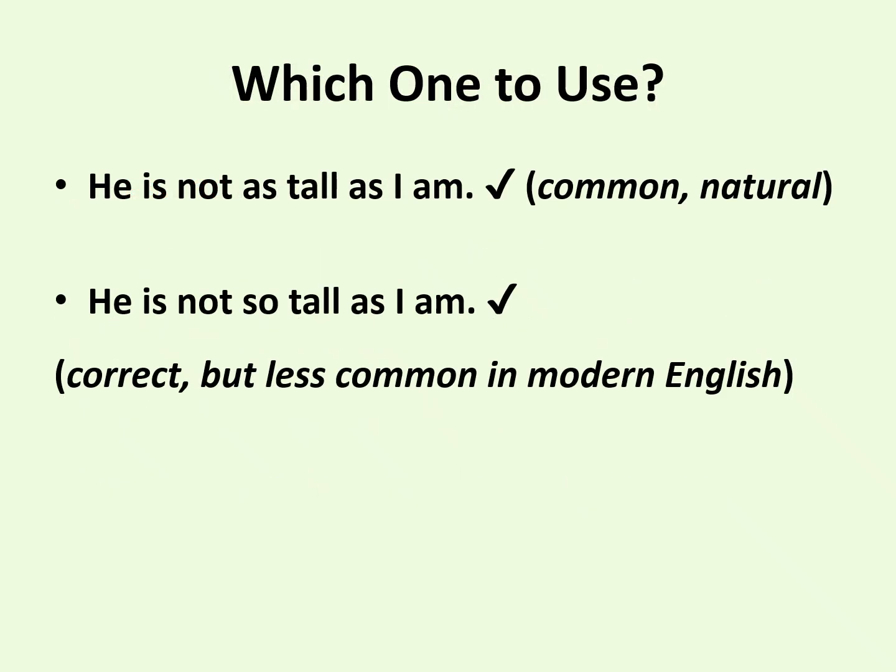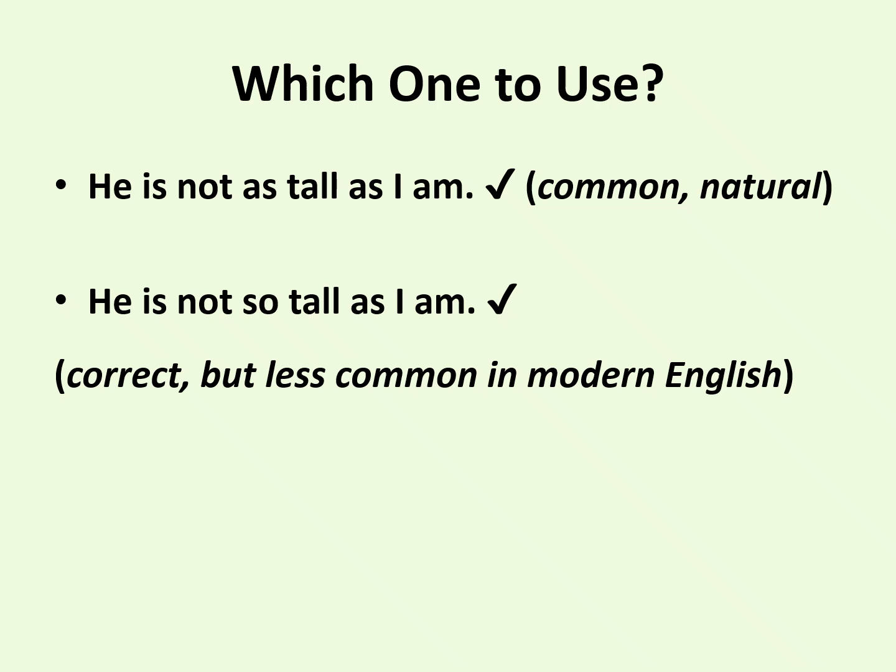So which one to use? Use as for both affirmative and negative sentences. He is as tall as I am, and also he is not as tall as I am. In affirmative, he is as tall as I am, and negative, he is not as tall as I am. In both the cases, use as. He is not so tall as I am, so as, is correct but less common in modern English. It was recommended in older grammar books, but modern English usage does not recommend it. It's not wrong, but it's not recommended.